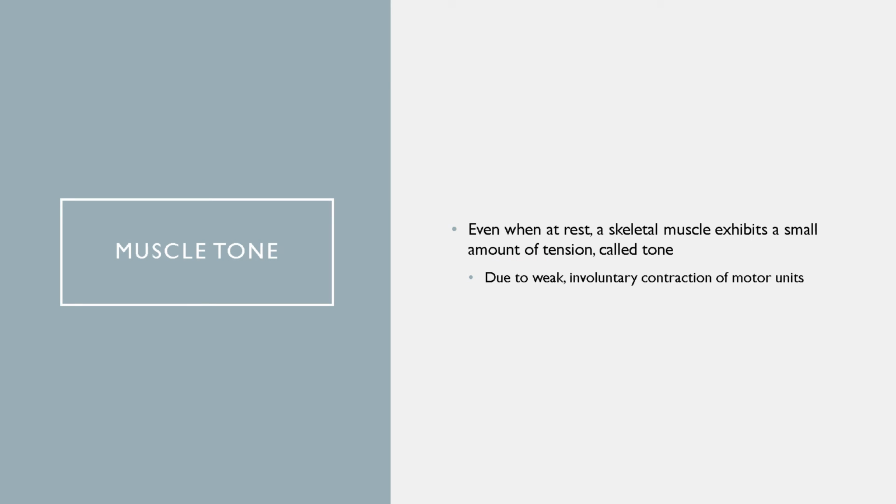Even at rest, skeletal muscle exhibits what's called muscle tone. This is a small amount of tension or tightness in muscle, and it is due to really weak involuntary contractions of motor units. Muscle tone is established by neurons in the brain and spinal cord that excite the muscle's motor neurons. Now, when the motor neurons serving a skeletal muscle are damaged or cut, the muscle becomes flaccid. So this is a state of limpness in which all muscle tone is lost.